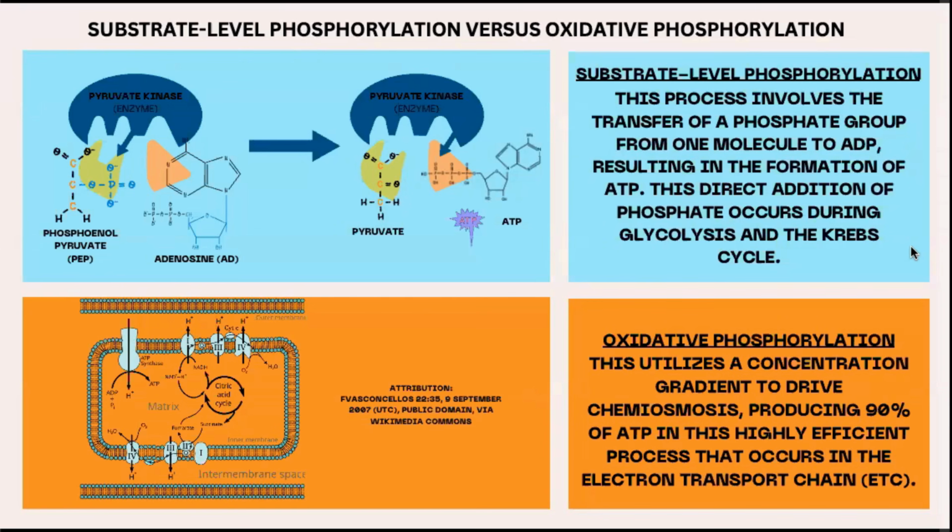So that's the difference between substrate level phosphorylation, which occurs in glycolysis and Krebs, which are the first two steps in the process of cellular respiration. However, the last step utilizes oxidative phosphorylation in the electron transfer chain, which is very efficient and very important, producing the most number of ATPs as required for cellular respiration.